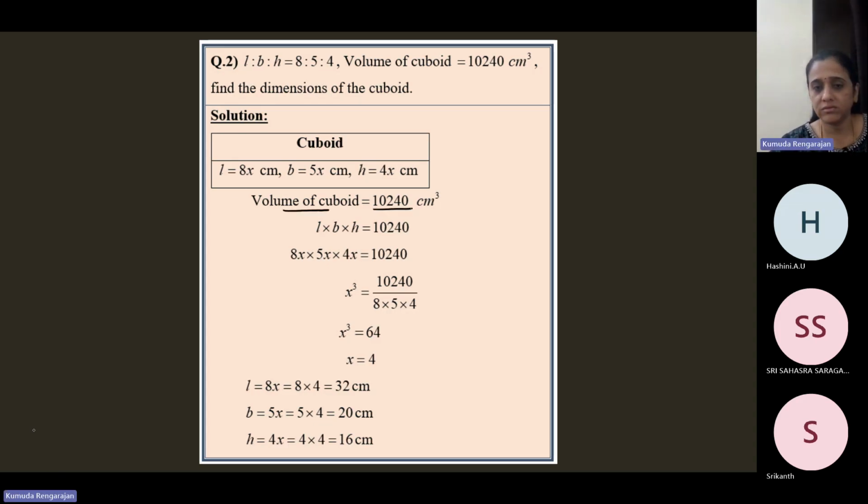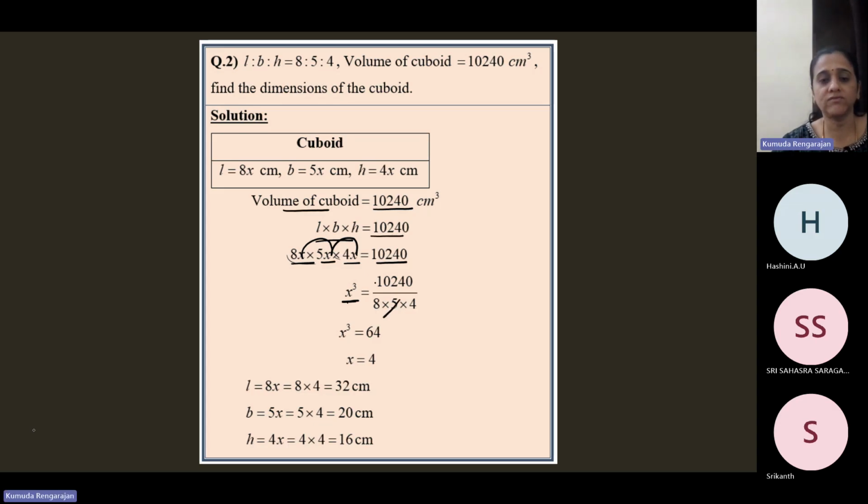So volume is 10,240. L into B into H is 10,240. 8x into 5x into 4x is 10,240. So x into x, x squared into x is x cube, equal to... I've just brought these numbers for division and then you should cancel. Have you all written 64 or have you simplified? You should simplify. I directly put 64.